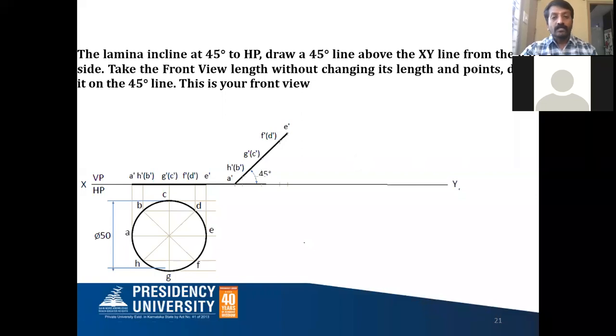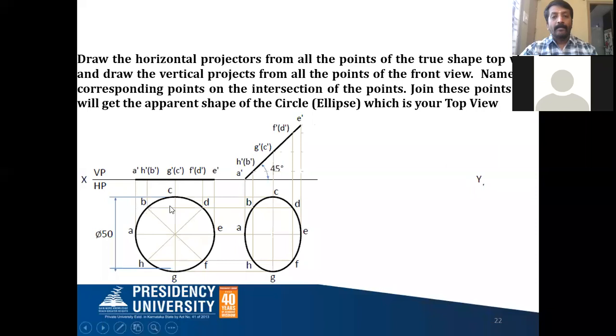Okay. So after this, to draw the top view, you keep on drawing the vertical projectors from all the points like this, and you can draw the horizontal projectors also like this from the true shape diagram, that is the top view. So now intersect the points. A dash, this is A, B here, B dash here, this is B, C, C dash, this is C, D, D dash, this is D, E, E dash, this is E, F, F dash, this is F, G, G dash, this is G, H, H dash, this is H.